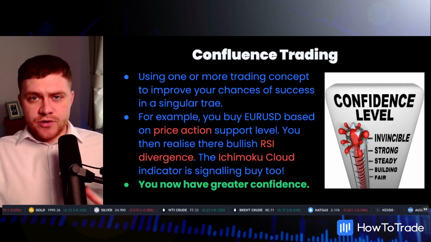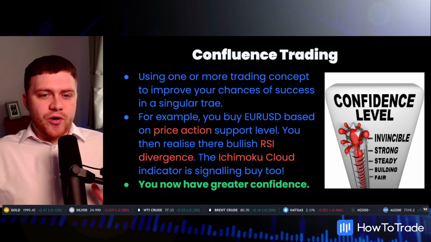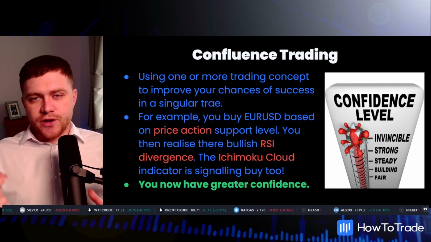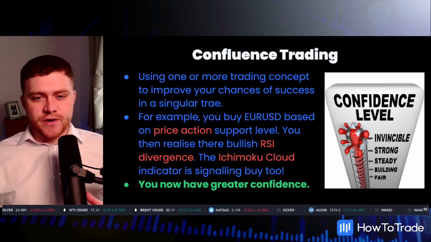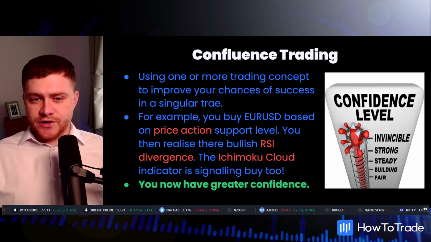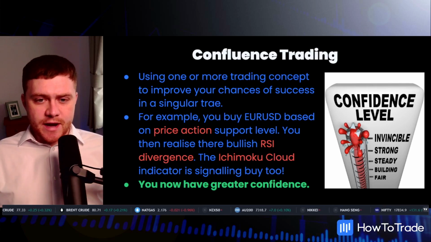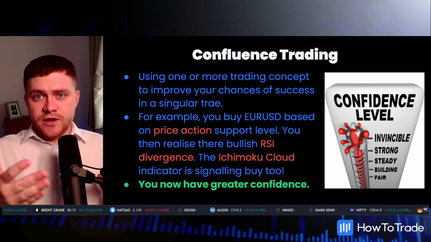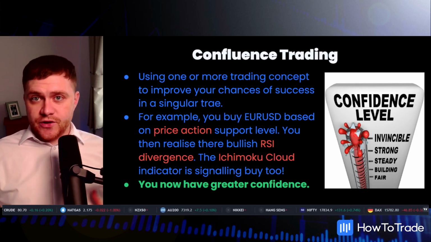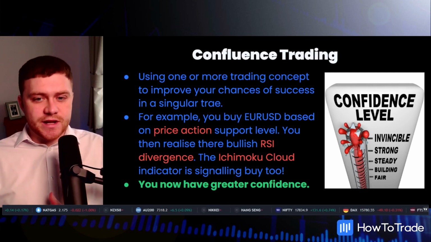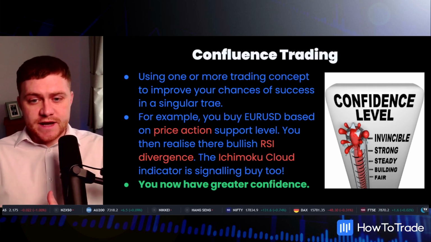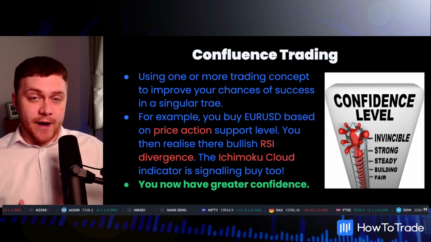Let's say you're looking to buy Euro USD, so Euro versus the US dollar, based on a price action support level, for example. It could be on anything. However, before you enter the trade, you then look at the RSI indicator to validate the trend reversal. You then find a higher possibility of a trend reversal because there's a clear bullish RSI divergence indicating that Euro USD may rise. Then you may check the Ichimoku cloud or any other indicator, and then all 3 of them are showing the likelihood of the trade going in the direction that you initially thought. So what you've done there is you've added confluence to your initial trade based on price action into something you can be more confident about.